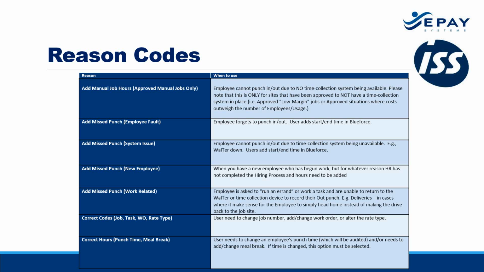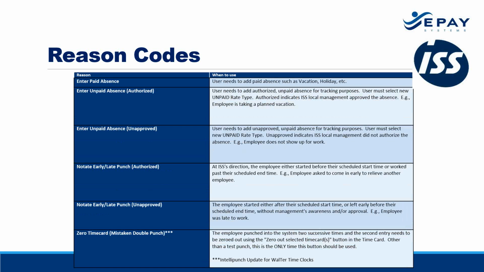Now, correct hours. If you ever have to go in there and change hours because of an employee's punch time, meaning you add or change a meal break, and it affects the employee's time, then you want to note it as correct hours as the possible reason code here. So this is the first half of the list. The second half continues where we have a couple of unique situations. Now let me go back one page.